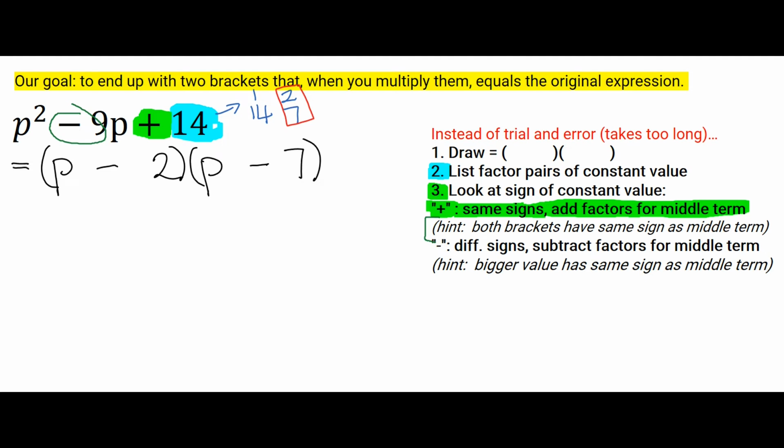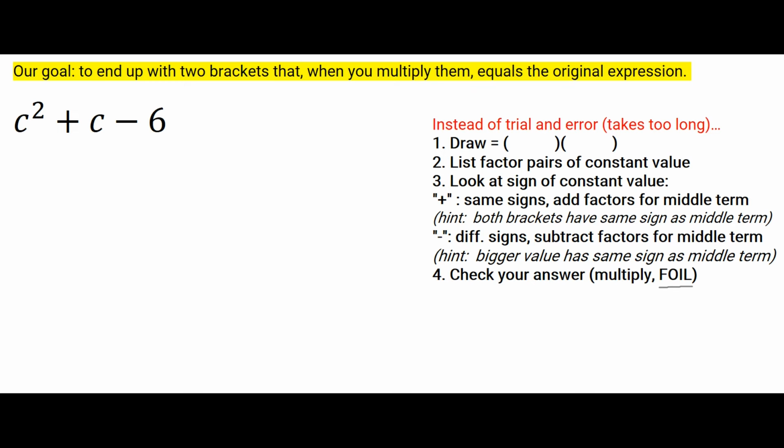We've now ended up with 2 brackets, but we want to check if our answer is correct. To do that, you can just multiply out your brackets again. So in this example, you'll see that the configuration of signs is slightly different, but our steps and our end goal to end up with 2 brackets that when you multiply them equal the original expression, those all stay the same. So let's start with our first step and draw 2 brackets. Then our wide open brackets like that, and our variable at the front of each bracket without the square.